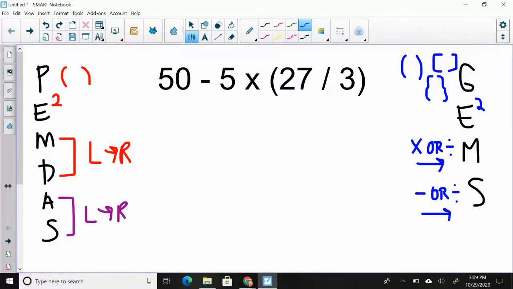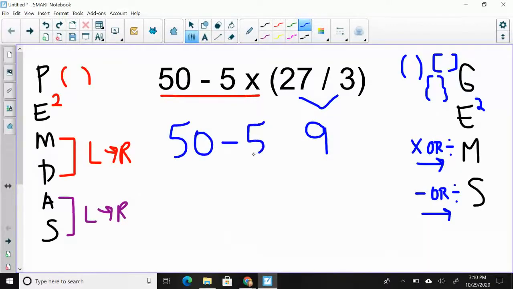So if we look at this first example, we have 50 minus 5 times the quantity of 27 divided by 3. Or we could say that as 27 thirds. And 27 thirds is the same thing as 9. So we would do that first. I should have said we would look for parentheses or groupings first, which we did have. Then we are going to bring down the rest of the problem that we haven't done. So we have 50 minus 5 times 9.